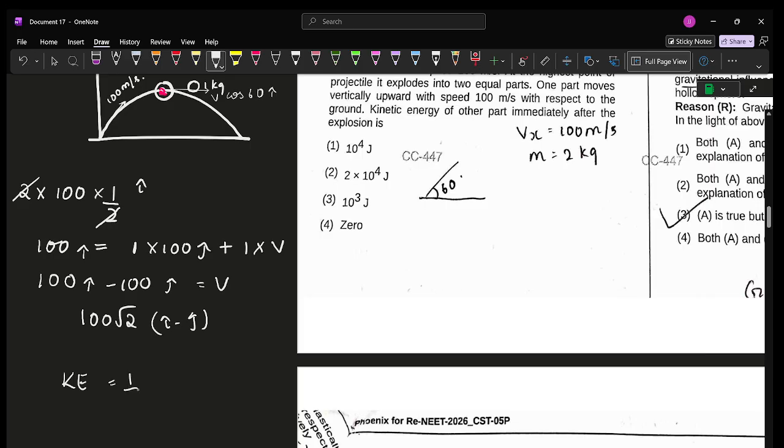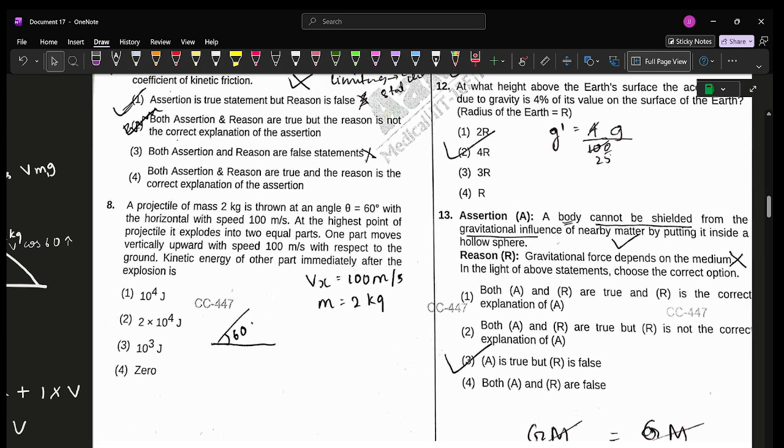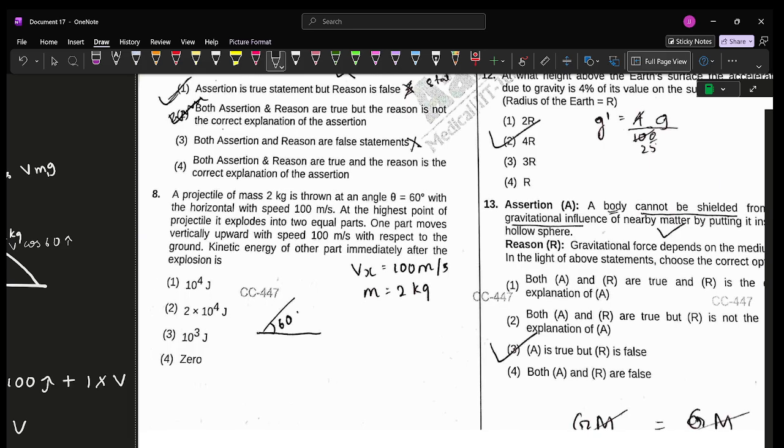They need to find the kinetic energy, so this will be half into m into v squared. This is v, 100 root 2 whole squared. I'm getting 10 power 4. The answer better not be 10 power 4. It better not be. I'll be very sad. Yes, it is. Okay, great. It is 10 power 4.